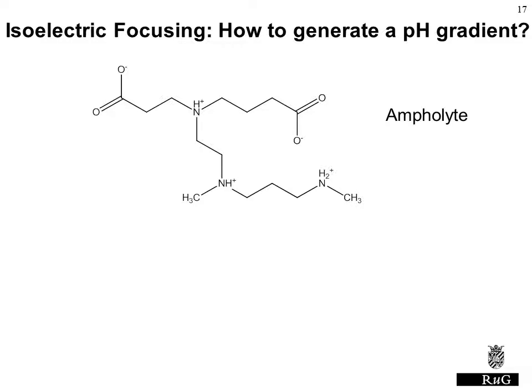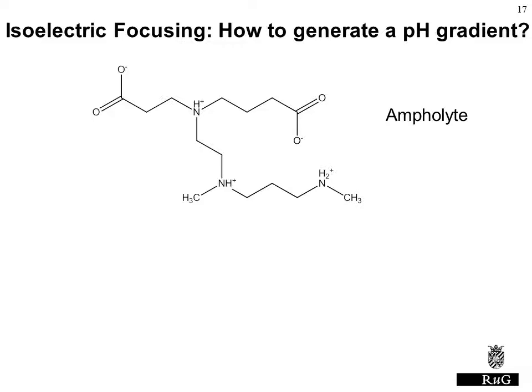Now let's address the question of how to generate a pH gradient. We heard about SDS-PAGE gels. It was not obvious how you make a pH gradient in a polyacrylamide gel. Obviously you need molecules that have isoelectric points themselves and that will focus in such a gel. These are called ampholytes.